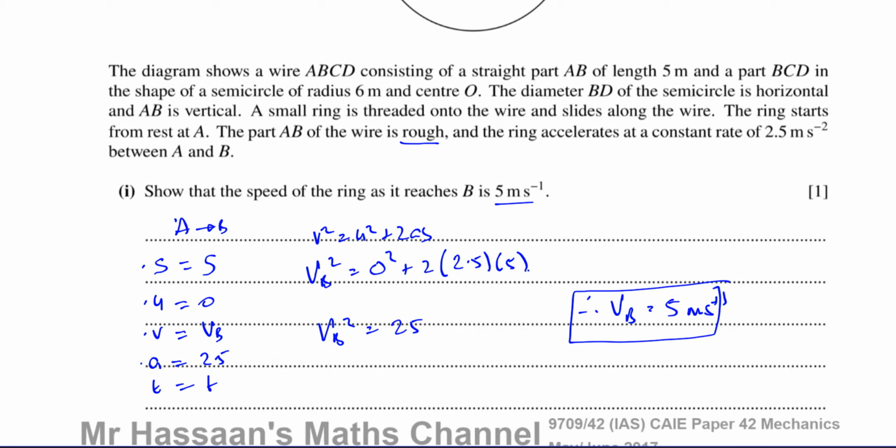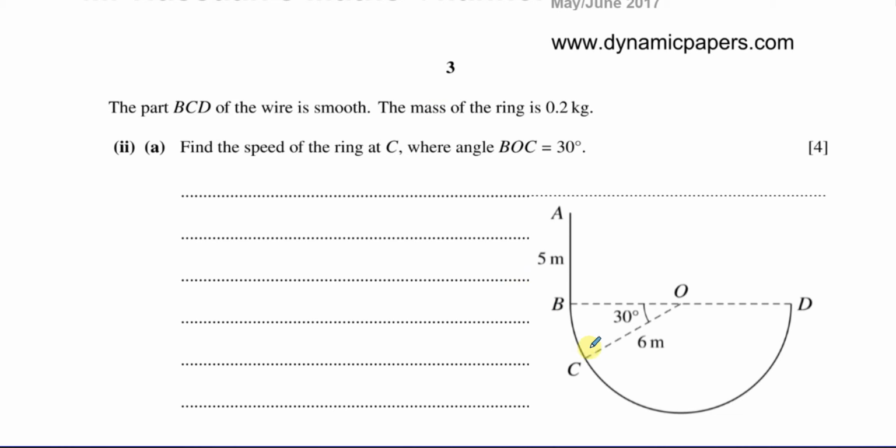Okay, so now we go to part 2. It says the part BCD of the wire is smooth, so no friction now. The mass of the ring is 0.2 kilograms, which is traveling through here. Find the speed of the ring at C, where angle BOC is 30 degrees.